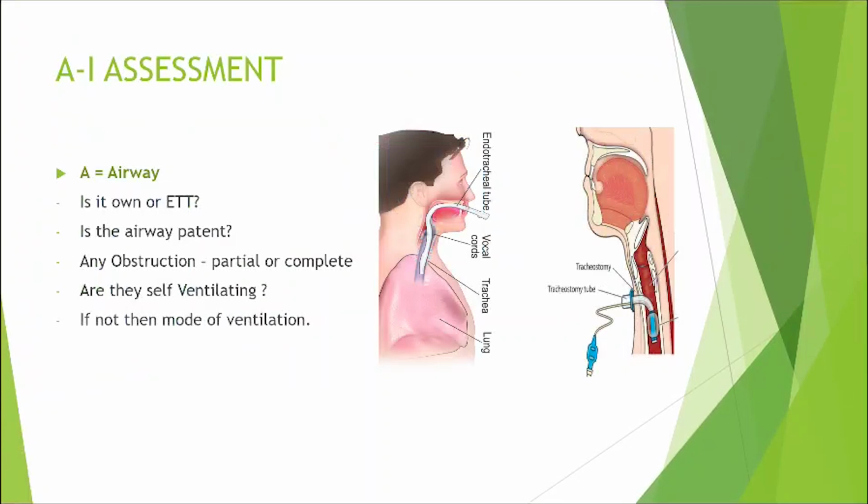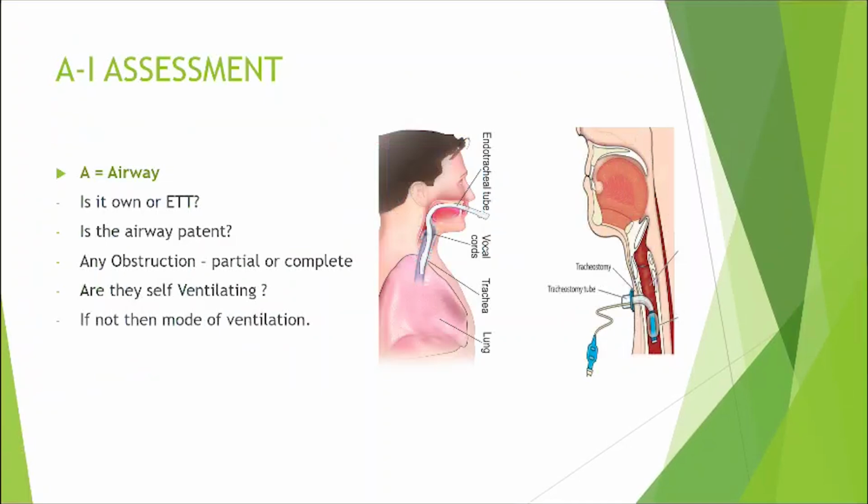So when we go to see the patients, what's important to know? How is the airway? Is the patient on their own airway, or is there any ETT, endotracheal tube, and what's the mode of ventilation? That's the first thing we are going to check. Or is there any tracheostomy tube?